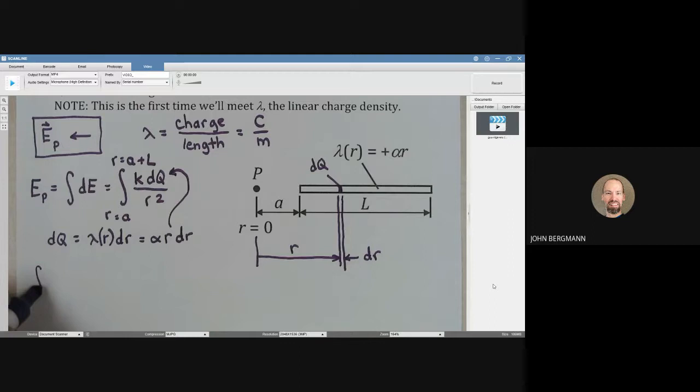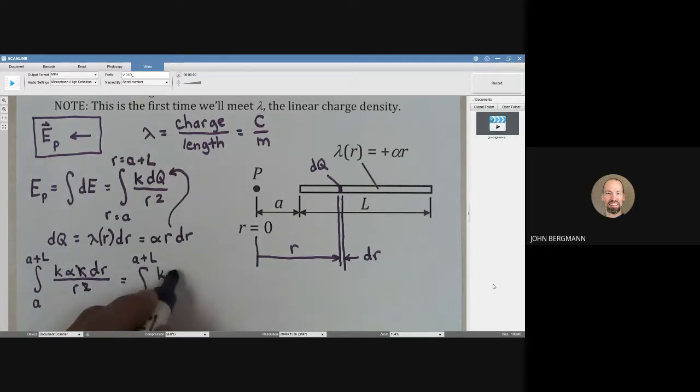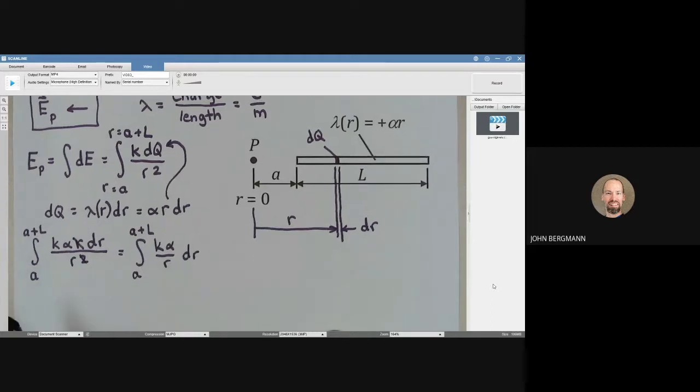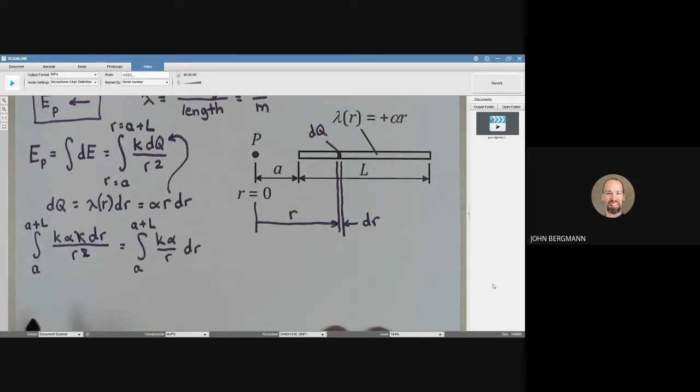So let's integrate this from r equals a to r equals a plus L, and let's substitute things in. k multiplied by alpha times r times dr is the numerator. The denominator will be r squared. One of the r's cancels, and that leaves us with k times alpha divided by r multiplied by dr. Now, k and alpha are constants, and that leaves us merely to integrate dr over r. And the integral of dr over r is the natural log of r.